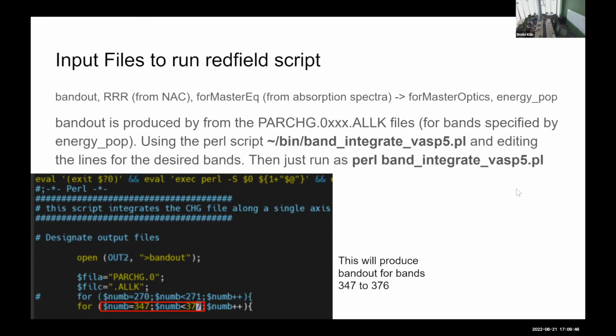For my model, I am running bands 347 and 376. And just one other thing to watch out for in the for loop for the band integrate: you do want to watch out for changing these numbers and make sure that you notice that it's a less than sign, not a less than or equal for the upper band, because that might screw you up.